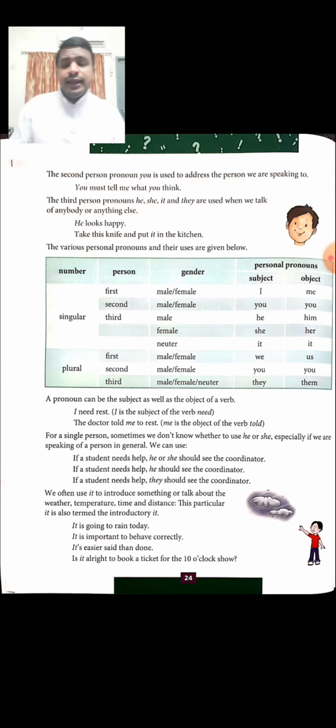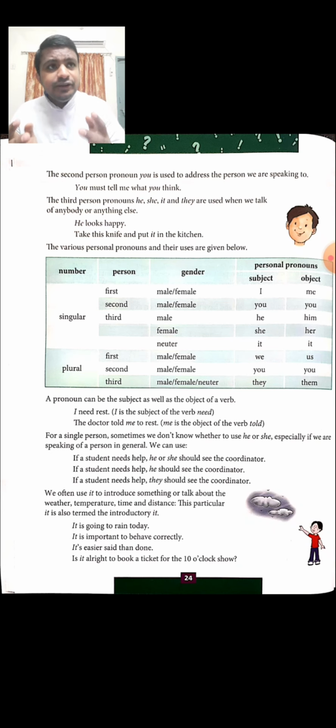So what do you mean by it can be used as a subject or an object? Look at the sentence there. I need rest. There I is the subject of that sentence. And the second sentence, the doctor told me to rest. There, me is being used as the object of the verb told. So in the first column, I, you, he, she, it, we, you, they, all have been used as the subject. But in the second column, me, you, him, her, it, us, you, them, all these have been used as object.